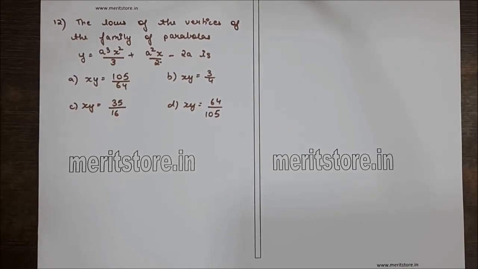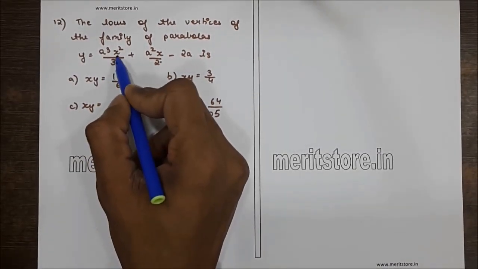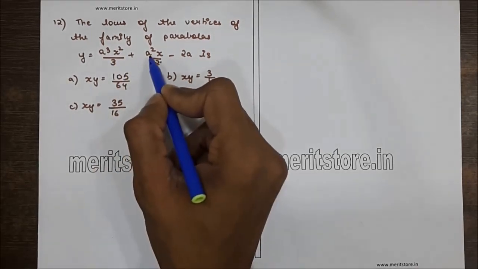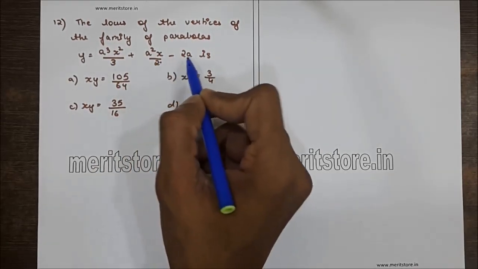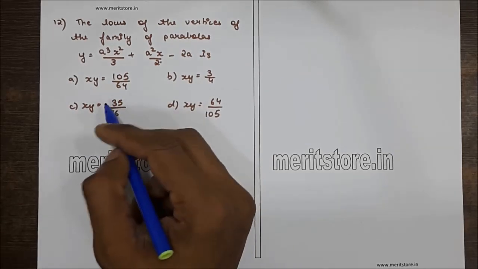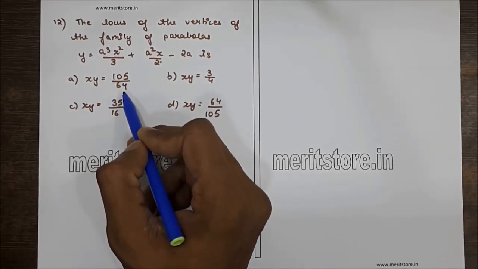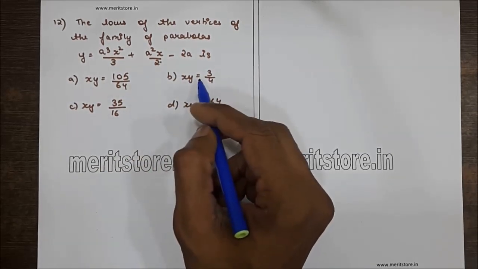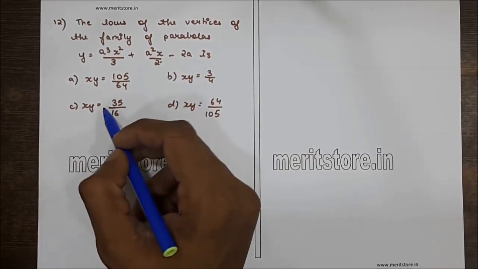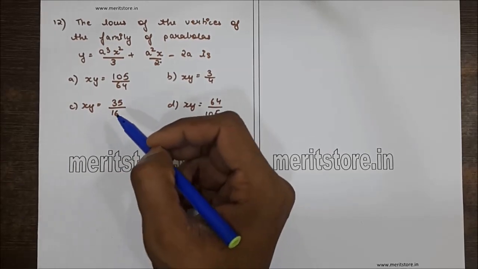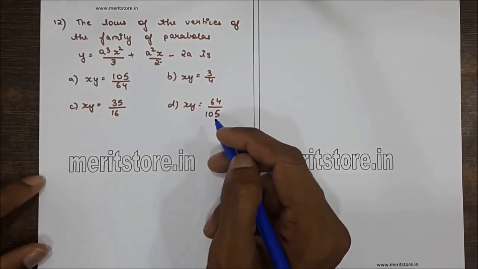Question 12. The locus of the vertices of the family of parabolas y is equal to a cube into x square upon 3 plus a square x upon 2 minus 2a. We have four options given: A xy is equal to 105 upon 69, B xy is equal to 3 by 4, C xy is equal to 35 by 16, and D xy is equal to 64 by 105.